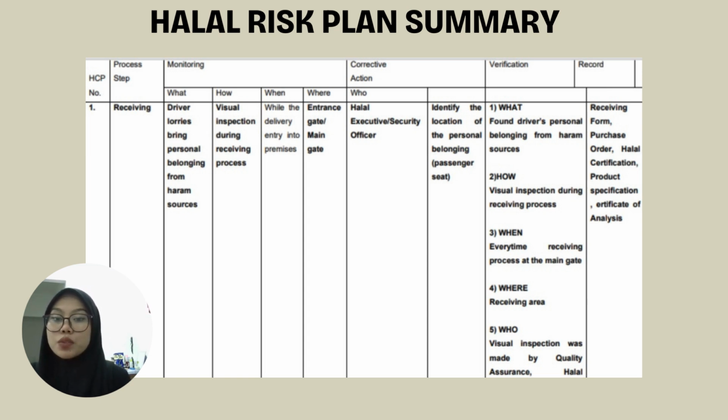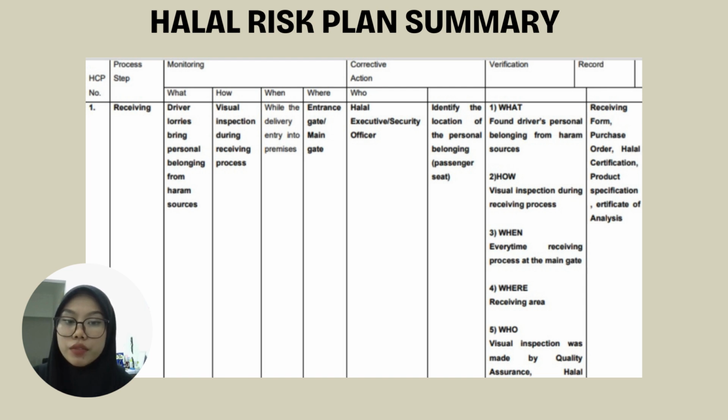And where we can do the control measure is at the entrance gate or main gate. Who will conduct the process? It will be the halal executive and security officer. They are the ones to identify the location of the personal belongings, which is the passenger seats. And the verification for the first one is what? They found the driver's personal belongings from non-halal sources.